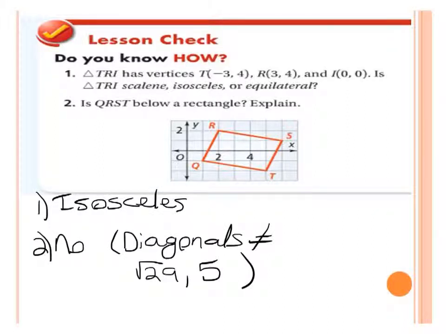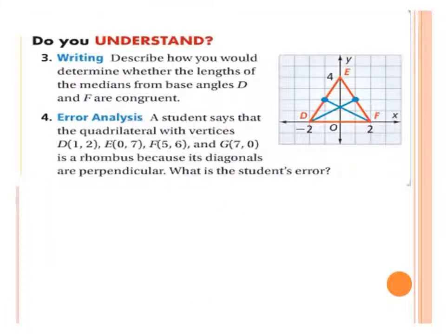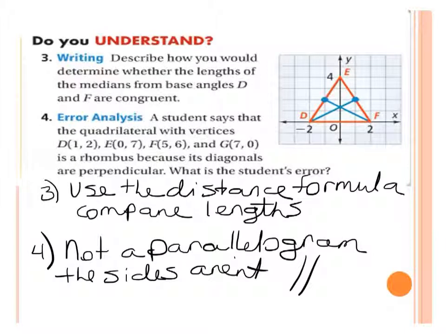Okay, number 1 is an isosceles, so you obviously found that 2 of the sides are congruent. For number 2, it wants to know if it's a rectangle. It is not, because the diagonals are not congruent, and the actual distances of the diagonals are square root of 29 and 5. For number 3, you're going to use the distance formula and then compare the lengths. And for number 4, you should notice that it's not a parallelogram, because the sides are not parallel.